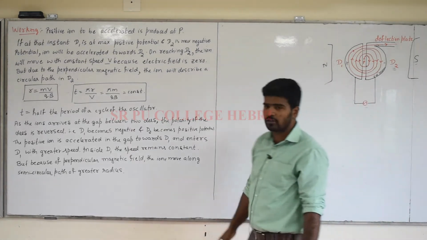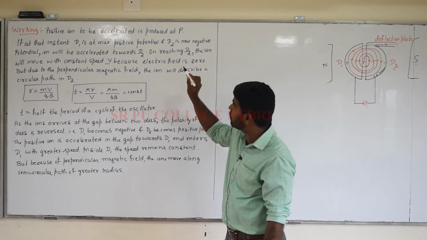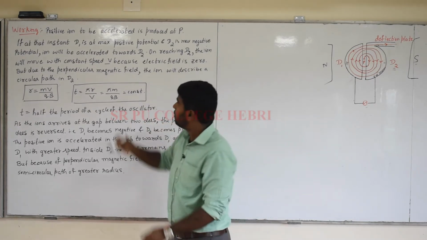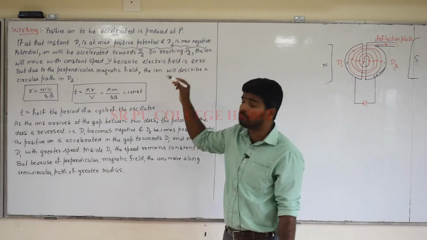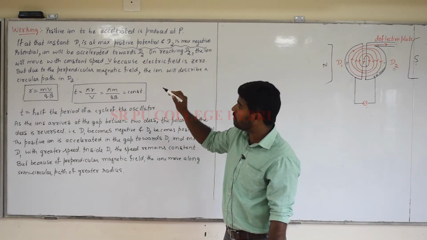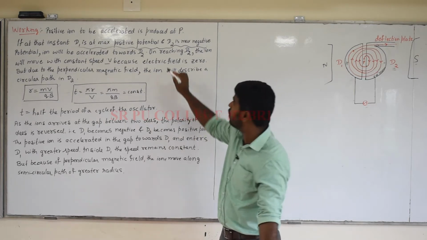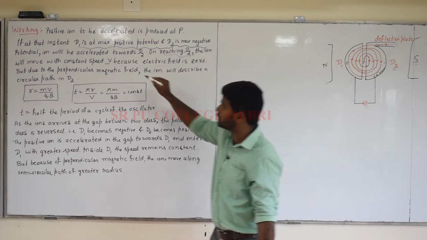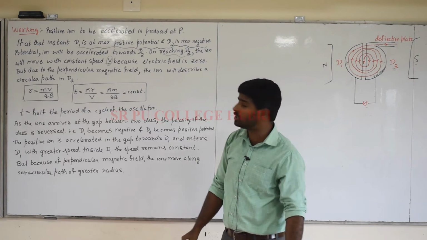The same explanation is written here. The positive ions to be accelerated are produced at P. If at that instant D1 is at maximum positive potential and D2 is at maximum negative potential, the ion will be accelerated towards D2, which means it enters into D2. On reaching D2, the ion will move with a constant speed V. This letter V is nothing but speed.